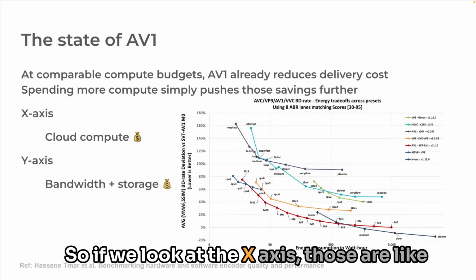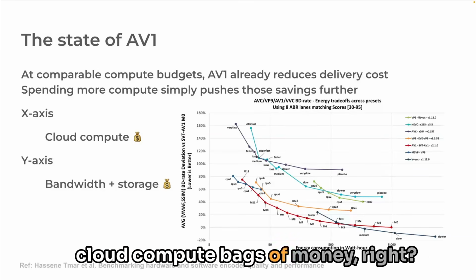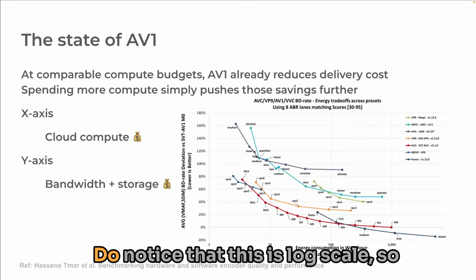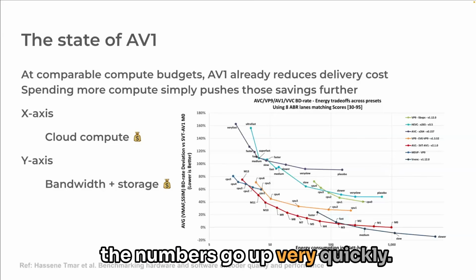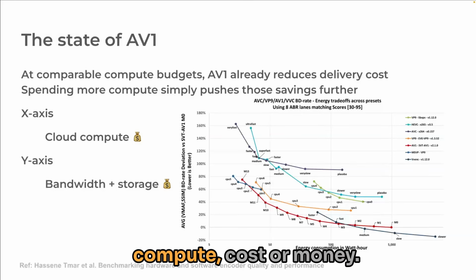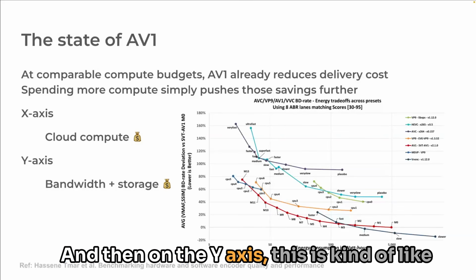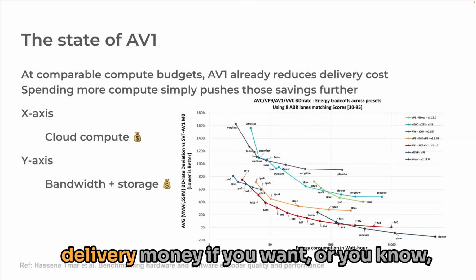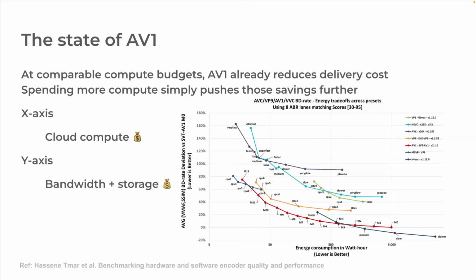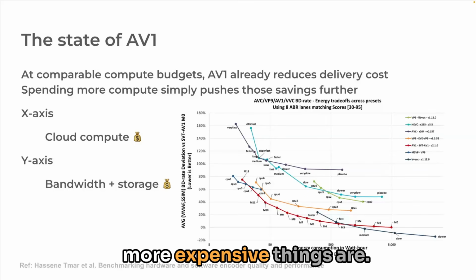So if we look at the x-axis, those are like cloud compute bags of money, right? The more you go to the right, the more expensive things are. Do notice that this is log scale, so the numbers go up very quickly, so the money goes up pretty quickly. On the y-axis, this is kind of like delivery money, if you want, or bandwidth and storage bags of money. The higher you are, the more expensive things are.